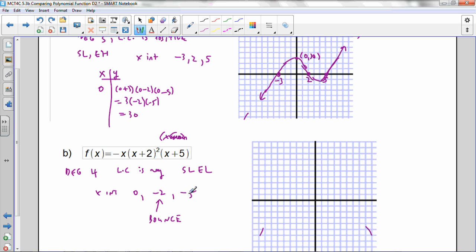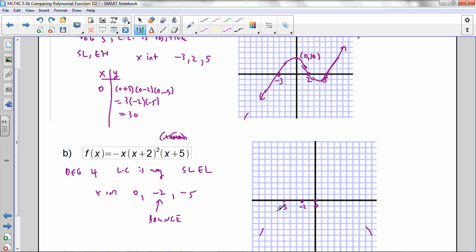These are slashes. 0 and -5 are slashes, so I'm going to put those nice big fat dots on those roots. -2, -5, and 0. And I got to start low and end low, but I've got a bounce here. So how does this work?